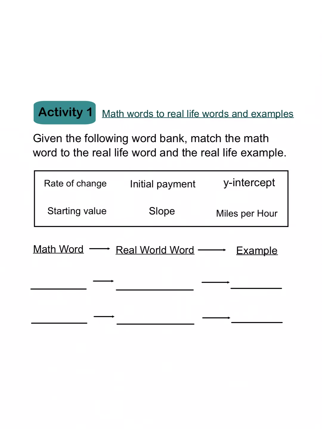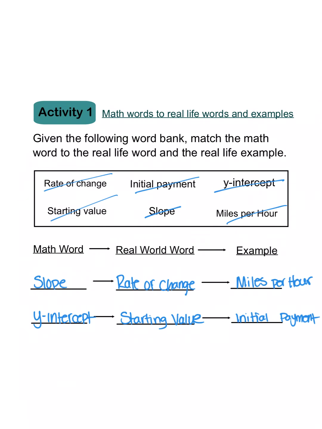So activity 1, go ahead, pause the video and see what you can get for this one. Hopefully you got that the slope and the y-intercept, those are our math words. Now figure out what a real world word could be, and then what an example can be of slope and y-intercept. So here's the table filled out.